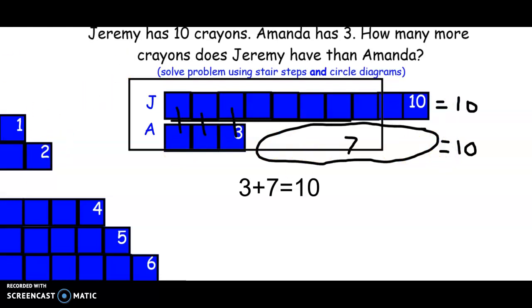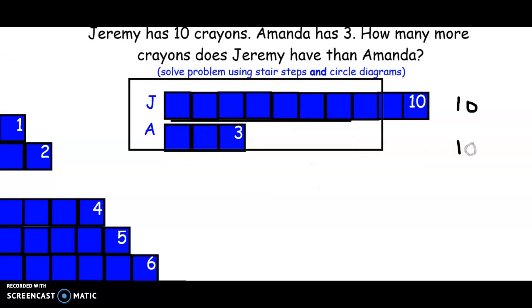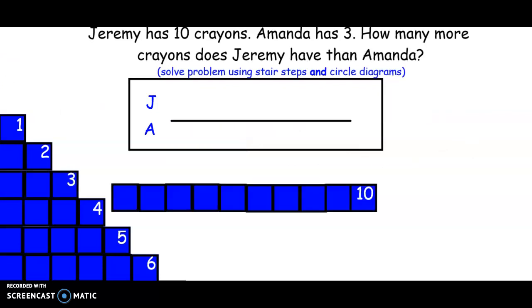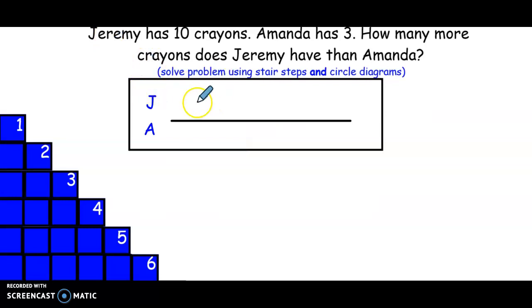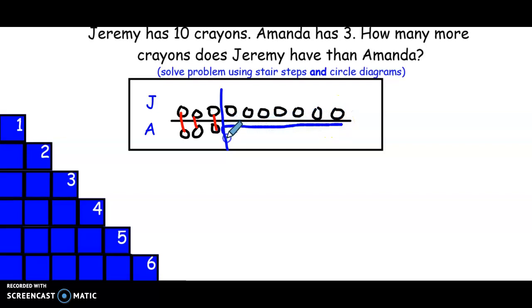Then we want to also look at our circle diagram. Here we would draw Jeremy's 10 crayons. We would also show Amanda's 3 crayons. We try our best to line it up right underneath. Then we show which ones are the same. You can also draw your break apart stick right here to show that this is where the difference begins. Then we would make our big oval because that's where the difference is going to go, and that will be very helpful when we get there today.